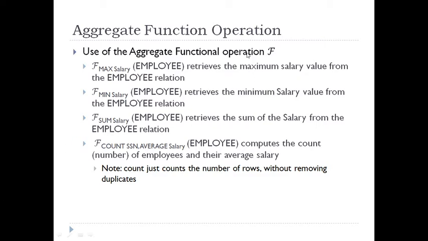Now, to represent the aggregate function, we use the script letter F. The aggregate function can be applied like this: max, that is the maximum, then the attribute salary, and specify the relation name, employee. So we are finding the maximum salary of employee. It retrieves the maximum salary value from the employee relation.